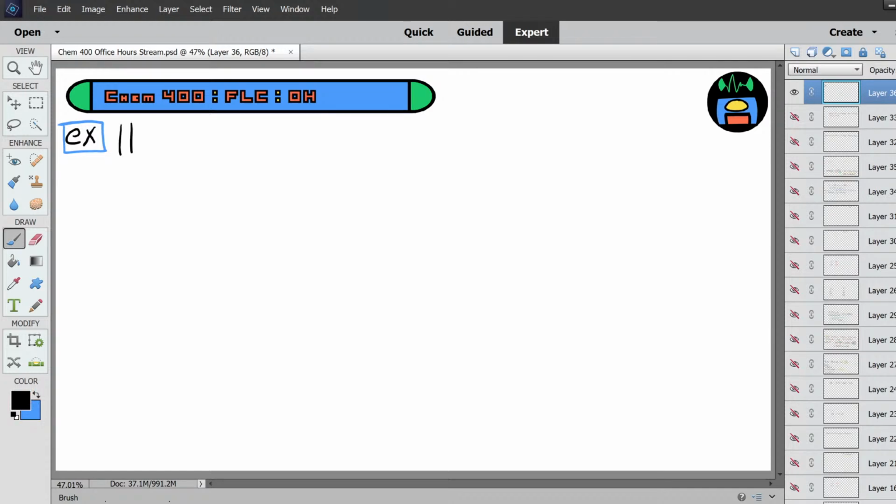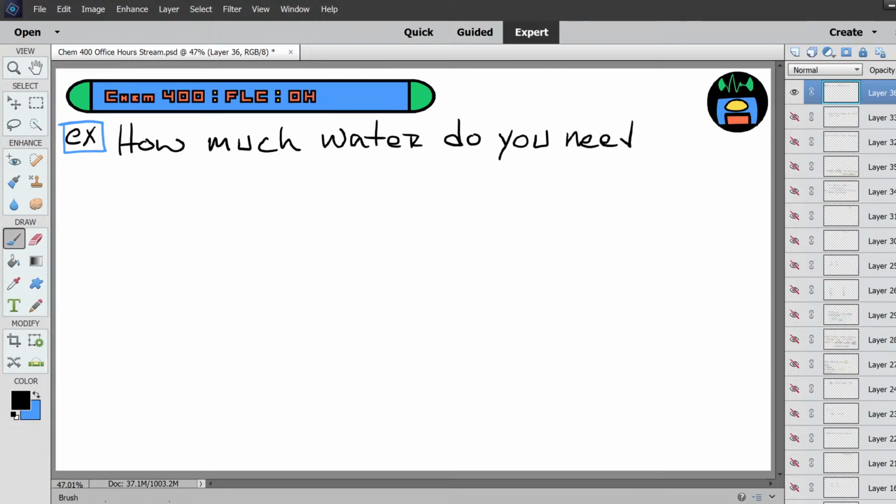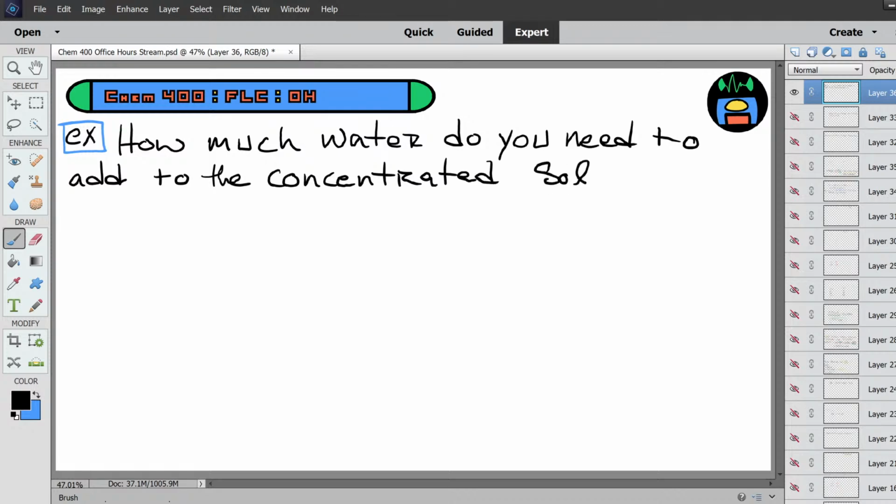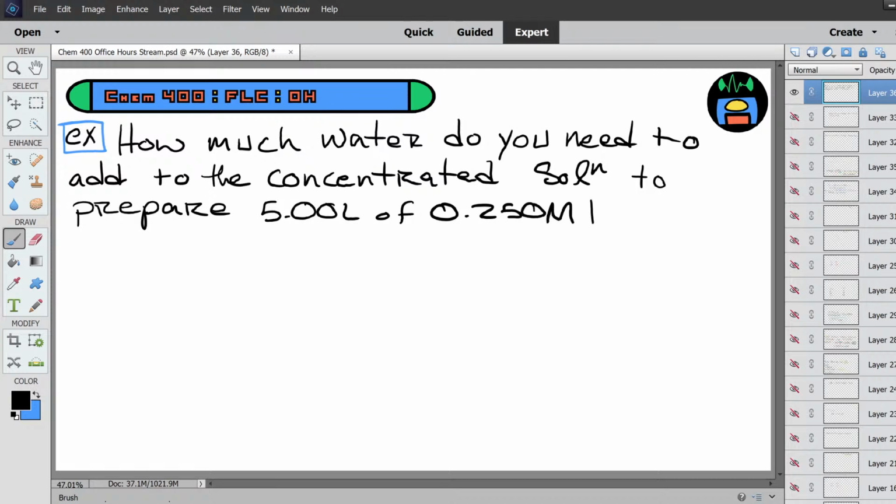So Logan's question is, how much water do you need to add to the concentrated solution to prepare 5.00 liters of 0.250 molar hydrochloric acid.